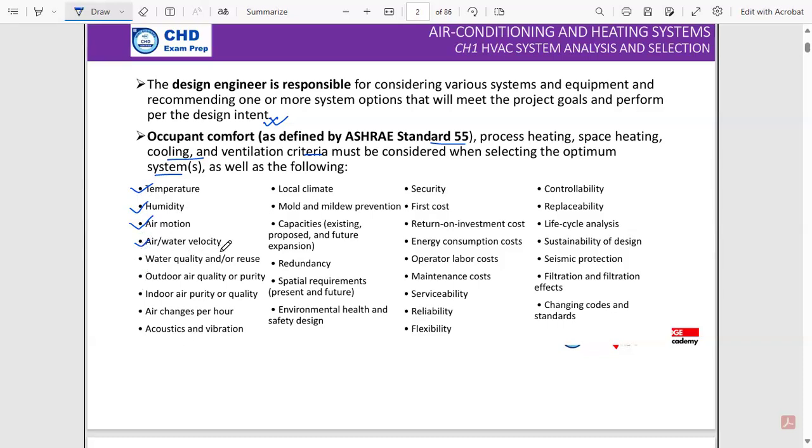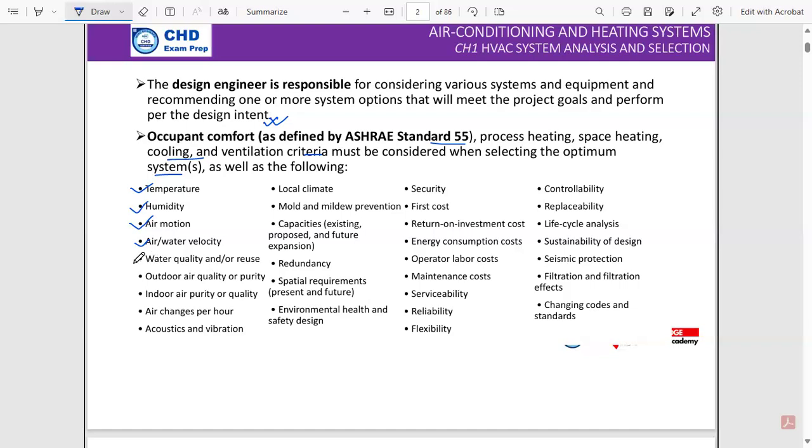Also in some operations, high velocity air is discouraged. Let's say if you are making an operation theater for any ophthalmic project, the air velocity must be controlled there. Otherwise, the operation is not going to be done in the right manner.